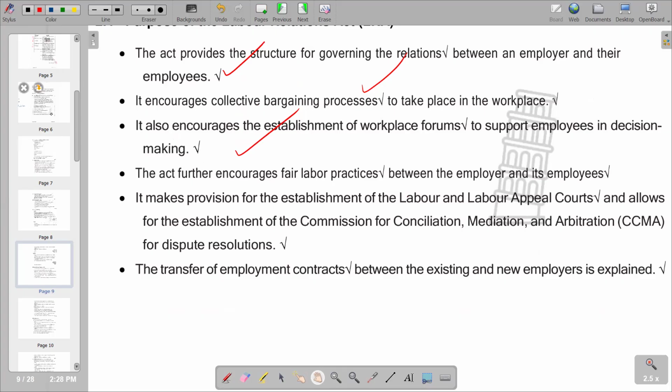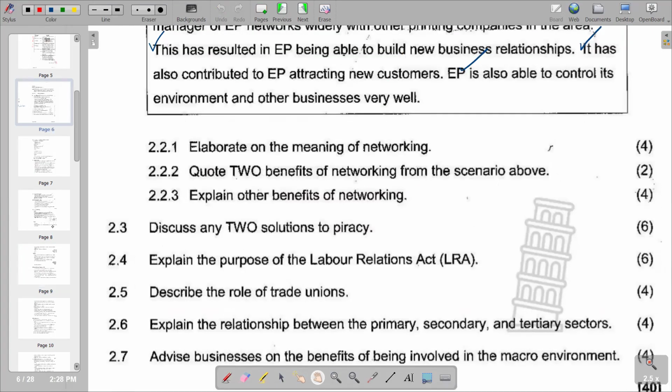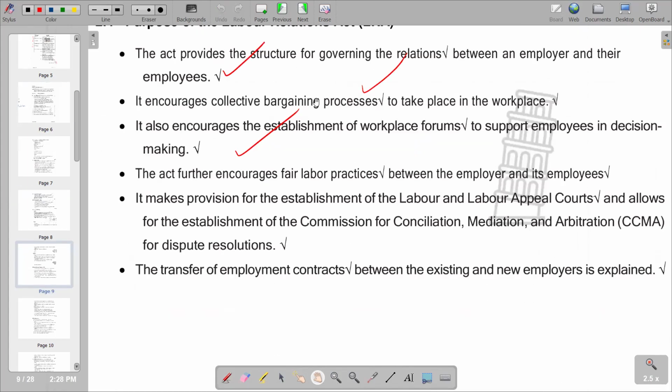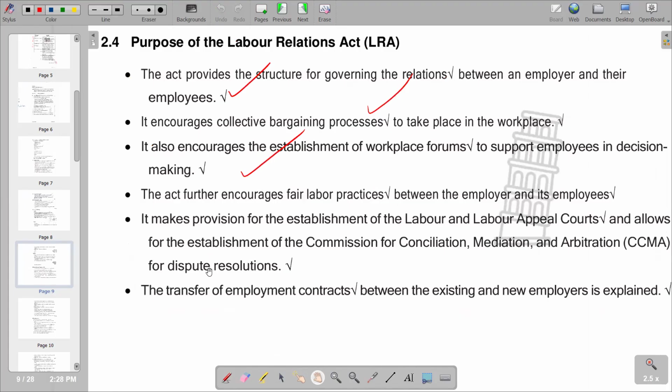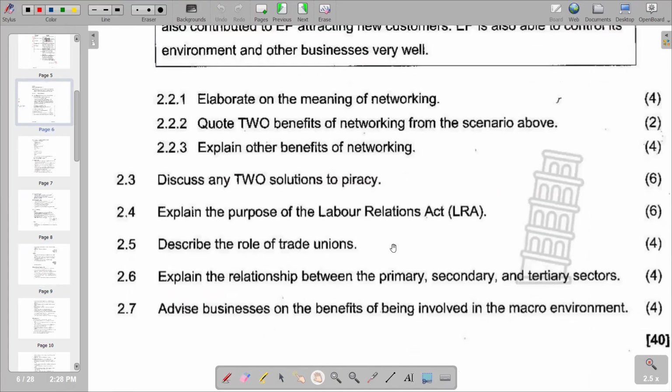So going back to our question, you'll see that our question has 6 marks. Obviously, it requires us to bring 3 points. According to what we have, we've got 3 points here, and we've got other points that are also correct that we can include in terms of the purposes of our Labor Relations Act. So we move on to the next part, which reads, describe the role of trade unions.